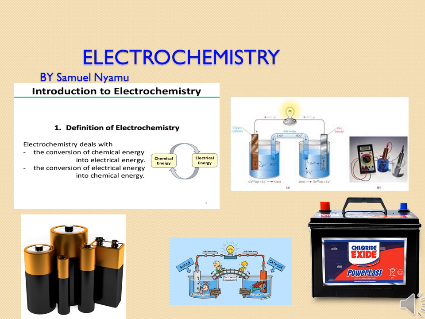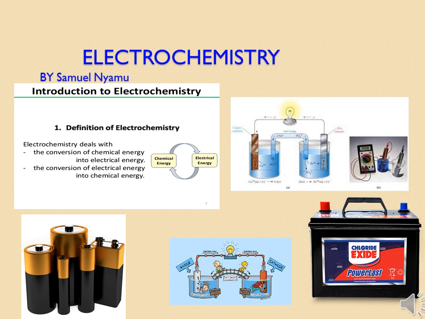From the diagram, we can see some of the products that are found in the market. We can associate with them, like the car battery, the dry cell. All this marks part of what we'll be learning in this topic. We can define electrochemistry.